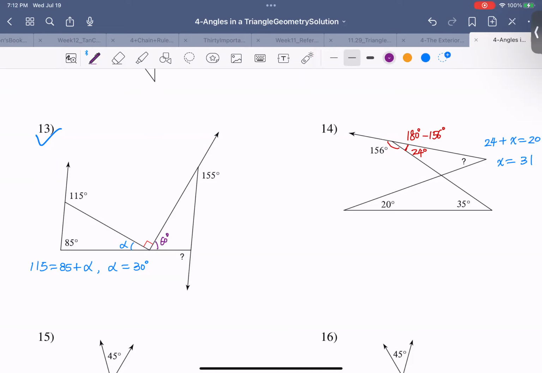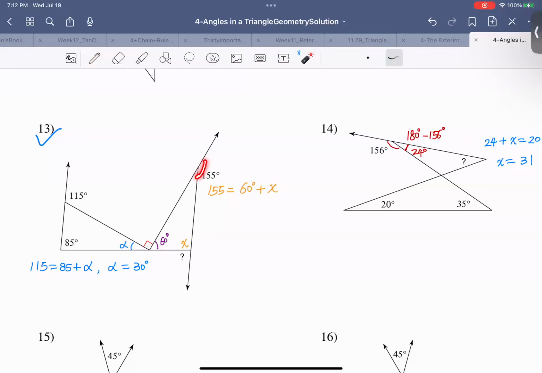Now, look at this. This one is 155. I can make this angle X. This one is this angle's exterior angle. So 155 equals who plus who? 155 equals 60 plus X. So far, so good.